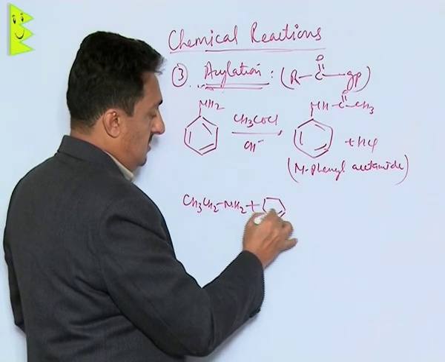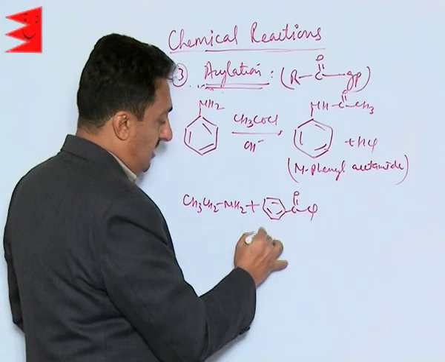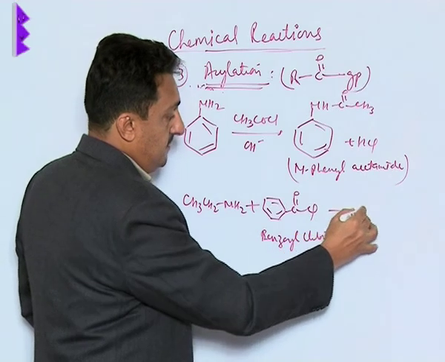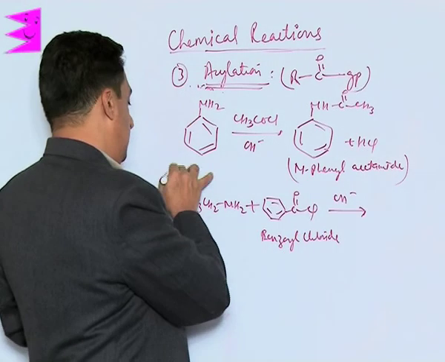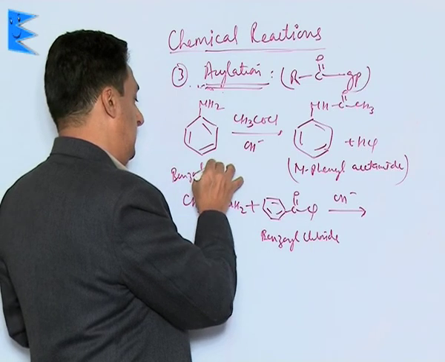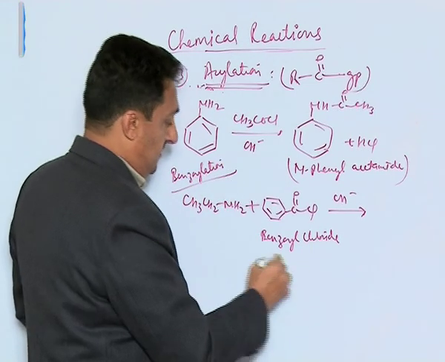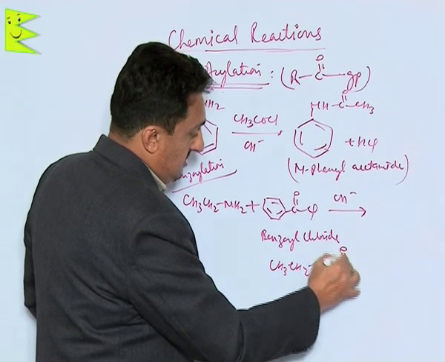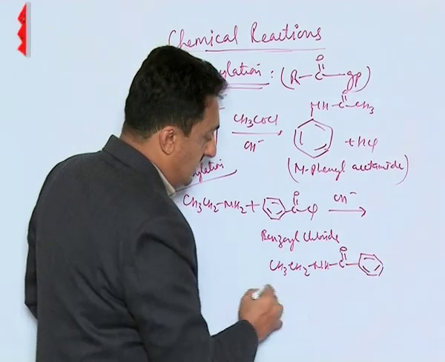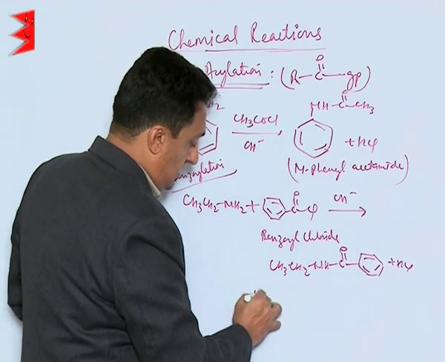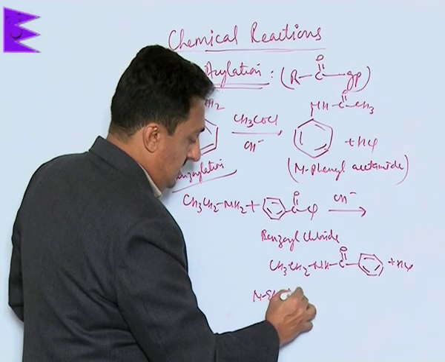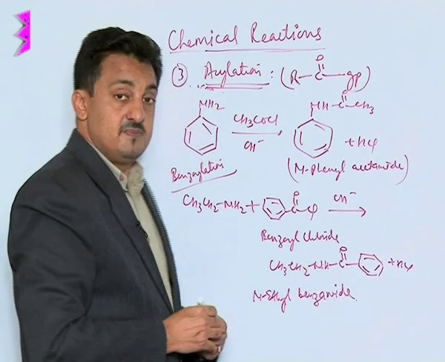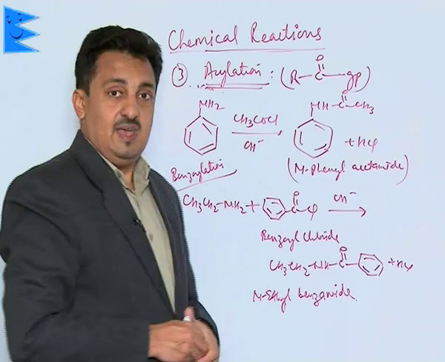Now similarly, remember, we can react them with this benzoyl chloride in basic medium. Then this reaction will be called benzoylation, and the product obtained will be NH, C double bond O, and it will be called N-ethyl benzamide. So this is how their acylation can be done.